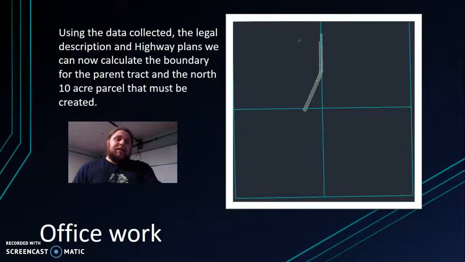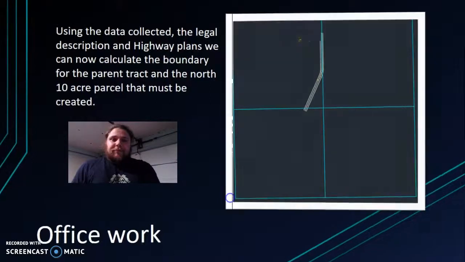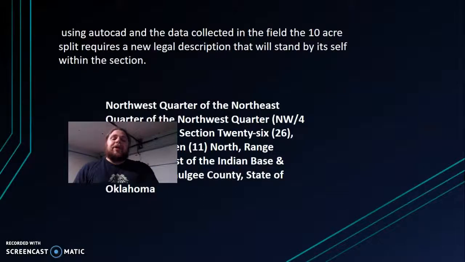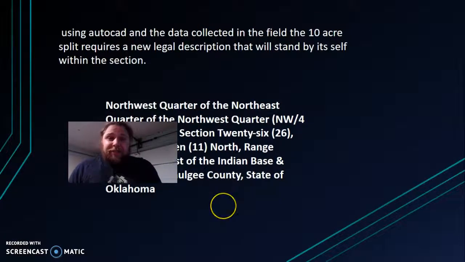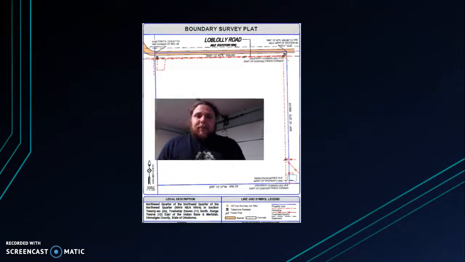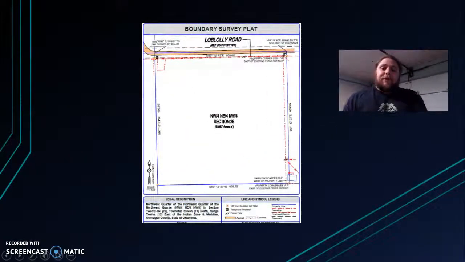Using the data collected, this is a quick breakdown. You can see the highway alignment there that we got off of the highway plans. And after that, we went ahead and calculated our field data and split the 10 acres off of the north. And this is the finished survey plat here for the 10-acre split.